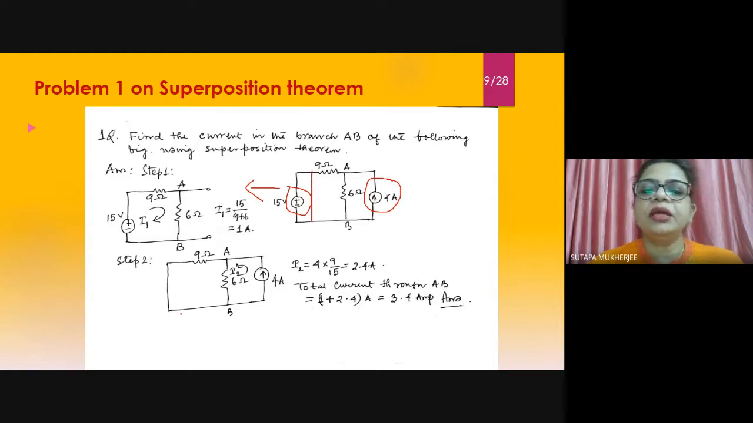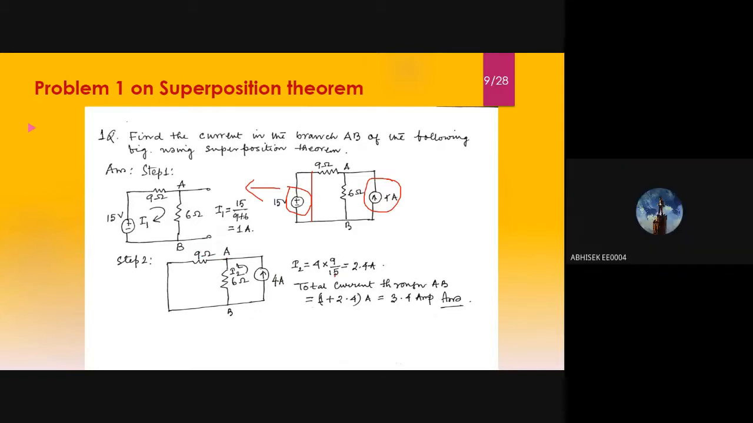This is shorted, so this is there. What will be the current through the 6 ohm? I2 equals 4 into 9 by 9 plus 6, that is 4 into 9 by 15. The current direction is opposite, so it is taken with the opposite sign. That is 9 by 15. Is it clear?